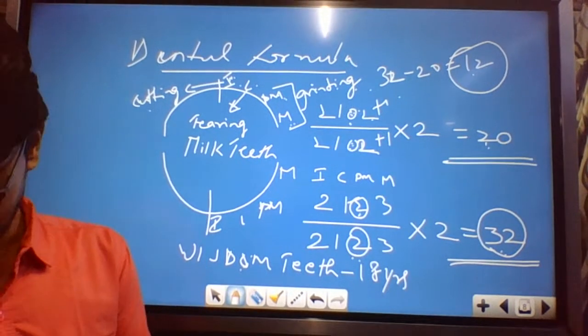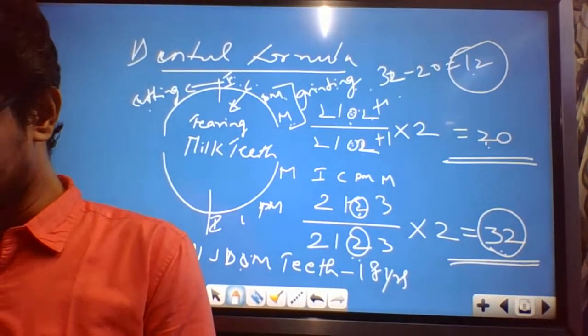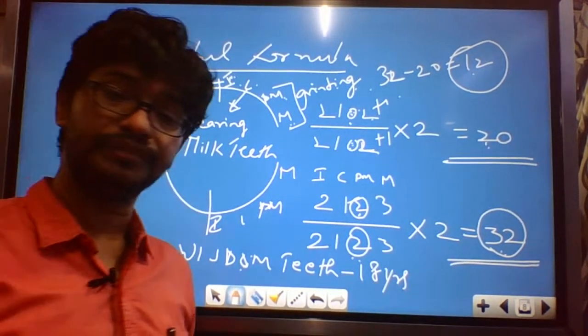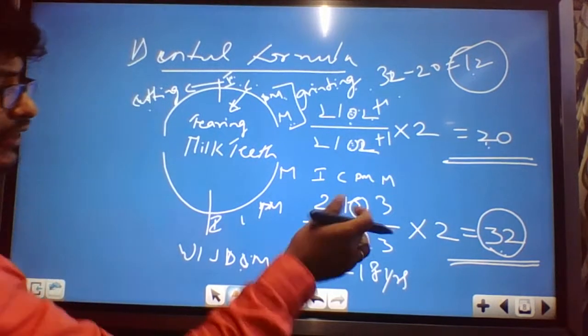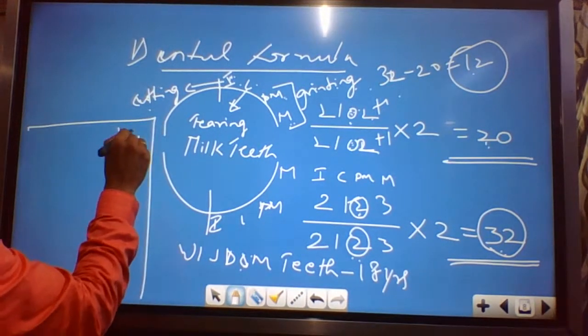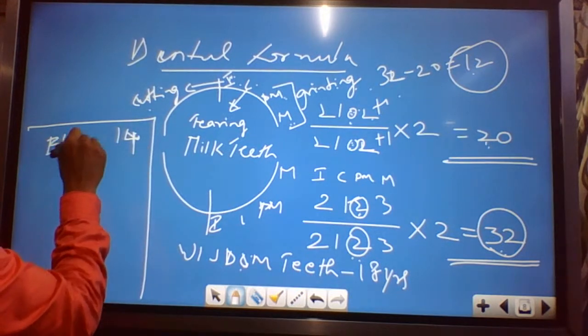This you should remember. So we are done with the dental formula and now we move on. For example, take elephants: how many teeth do elephants have? For human beings there are 32. If you take elephants, an elephant has got only 14 teeth. This is the dental formula of the elephant.